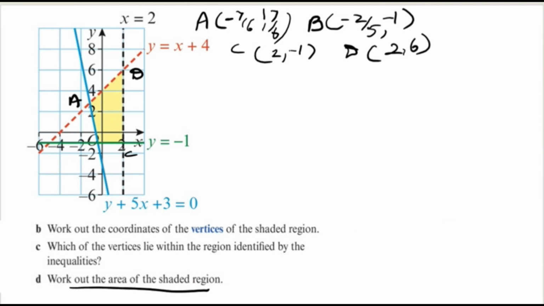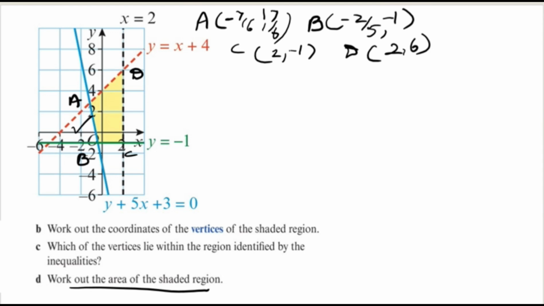Work out the area of the shaded region. Now to find the area of the shaded region, as you can see in the graph, this is point B here. To find this yellow part, I can take a right angle triangle, which is the big one, and I can take away this small triangle from that. That will give me the area of the shaded region.